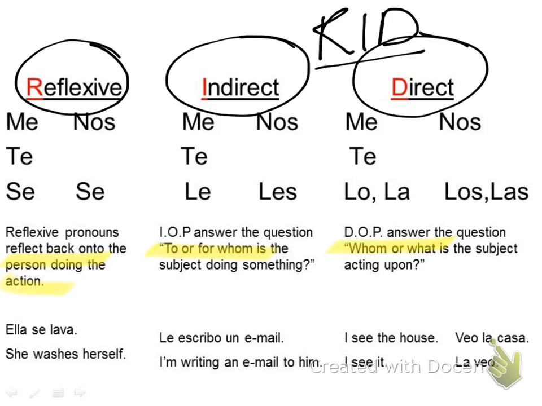Down below, we've got some examples of the different types in use. Se lava, she washes herself. Le escribo un email. I write. What do I write? An email. To whom? Him. I see the house. What do I see? The house. I can replace la casa with la.